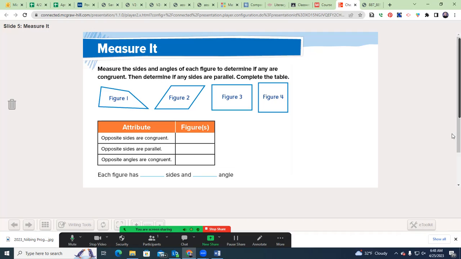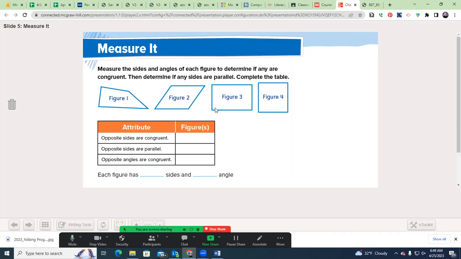So I look immediately at figure 1, and I can see that none of those sides are parallel. Figure 2, I think it's possible the top and bottom and the left and right could be parallel. One way I could check that is to measure across here, measure across there, and see if it's the same length. This, at first glance, appears to be a rectangle. I can check that the distance is the same.